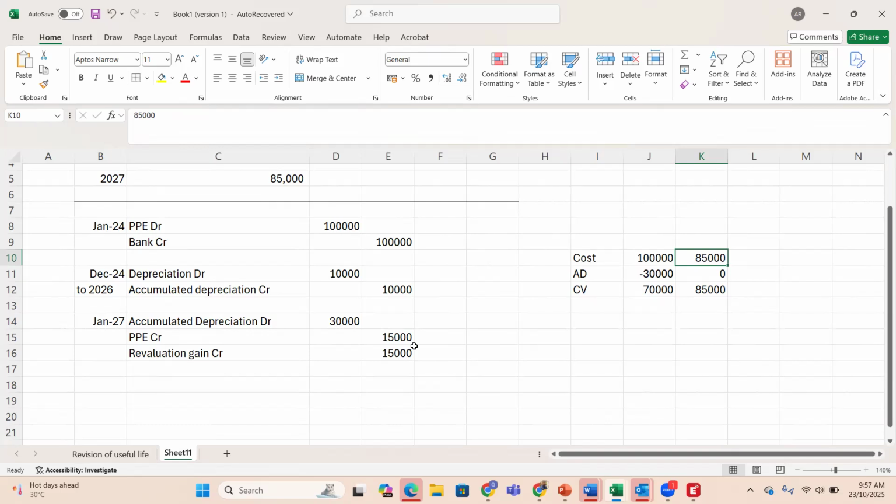So what if we revalue it to 90,000? Okay. Then what would be the entry? So you want this 85,000 to be 90,000. Correct. So 30,000 is going to be your accumulated depreciation. And what would be the amount of reduction in the PPE if I make it 90,000 now? 10,000. Exactly. What would be the revaluation gain?